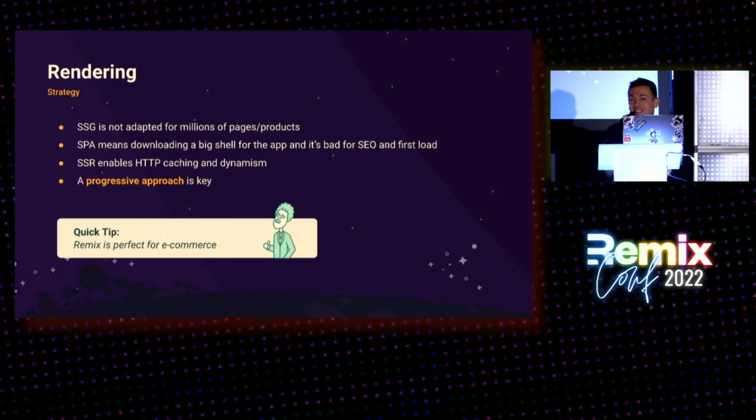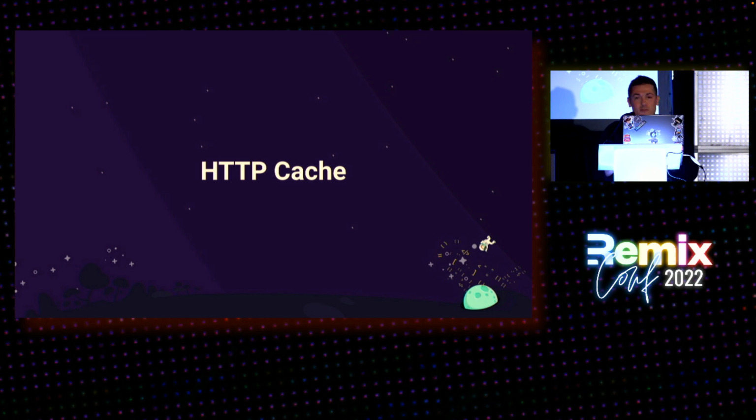And this is where Remix is great, because the Remix approach is progressive. You have the benefits of server-side rendering, but also some benefits of the SPA, or of static site generation, kind of. So for e-commerce projects, Remix is really, really powerful. Let's deep dive right away into how to achieve better performance, because with Remix, you get a lot of performance right out of the box. But what if you are building the 1% project where you need a little bit more? We're going to talk about HTTP cache using Remix.